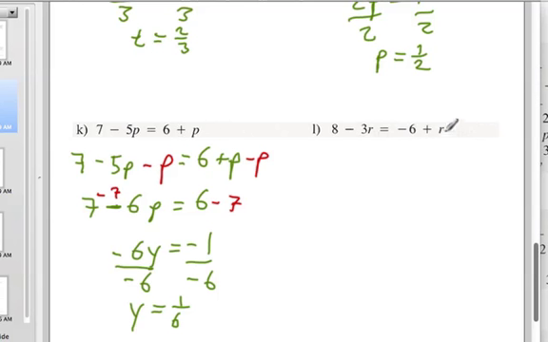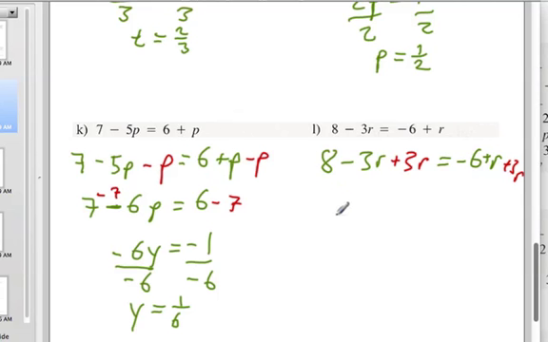Just like over here, I could subtract r from both sides, but this time I'm going to add 3r to both sides. And so this is 8 minus 3r, and I'm going to put in plus 3r, is equal to negative 6 plus r, and then plus our 3r.